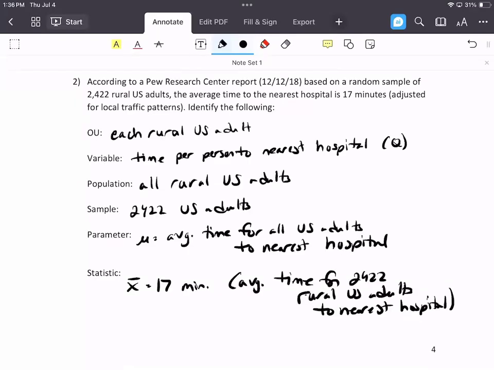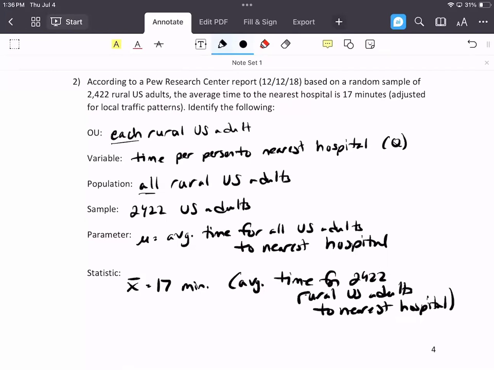So let's briefly go through this. Hopefully you took a look through, spent a moment actually working it through. Remember, when we're looking at observational unit, we're looking at each versus the population, we're looking at all. So the observational unit in this case is each rural US adult.